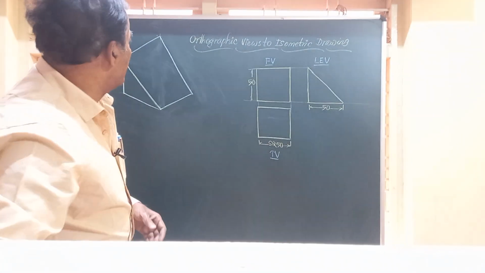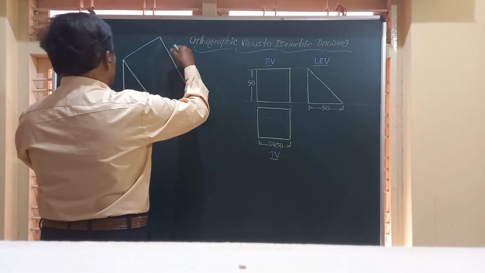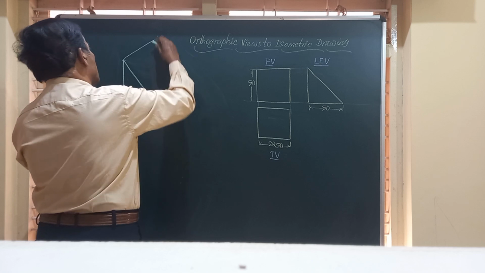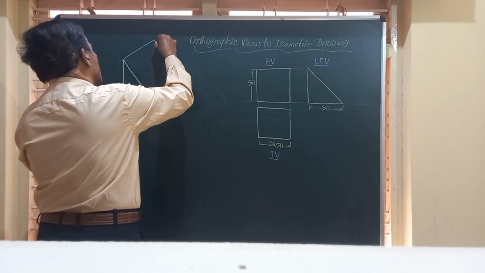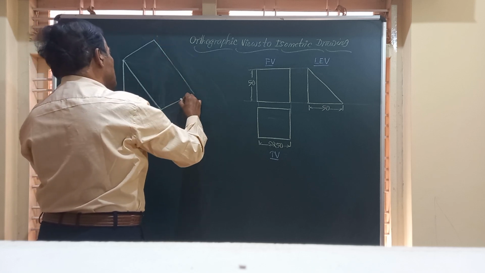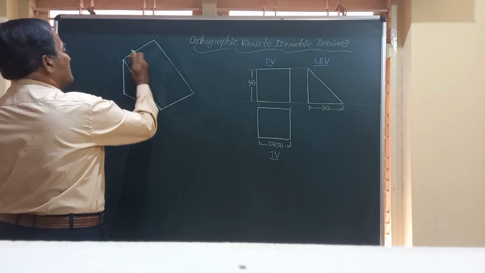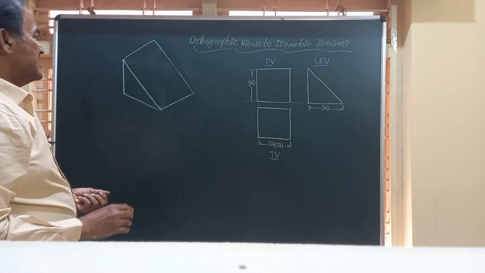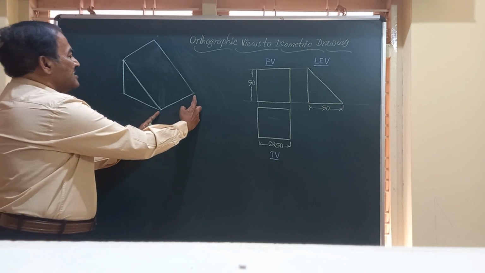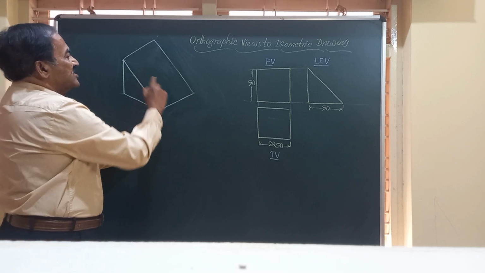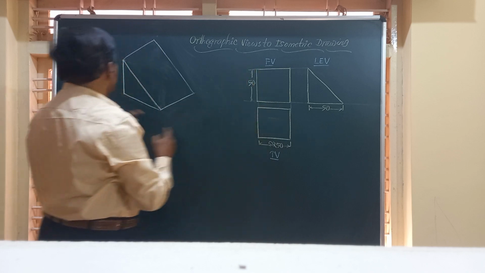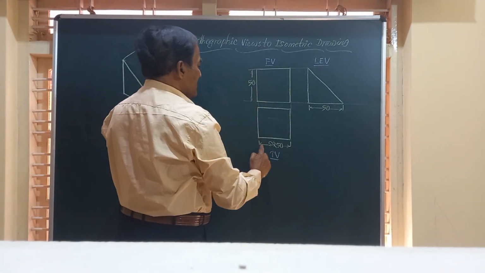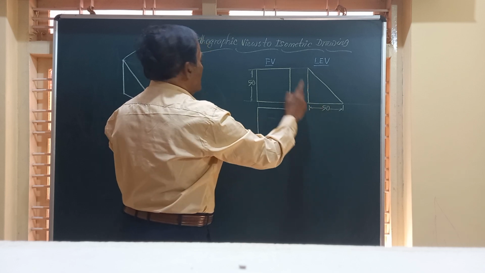And I'll just give a finishing touch because this width is looking a little more. So let me join that by a line parallel to that. I think this is looking better. Friends, this is what the actual object is. So you can see here, this is 50. This side is also 50. 50 by 50. In the end view, this is 50 by 50. 50 and this is 50. That's what you are seeing.